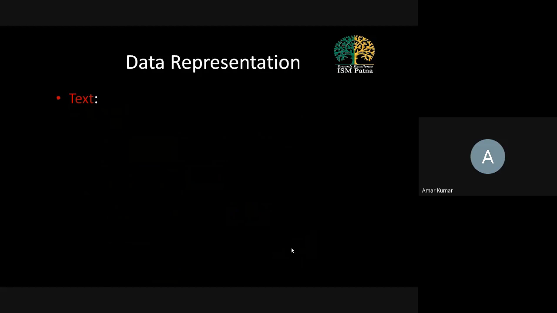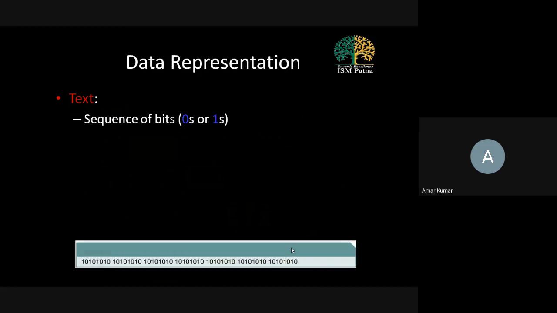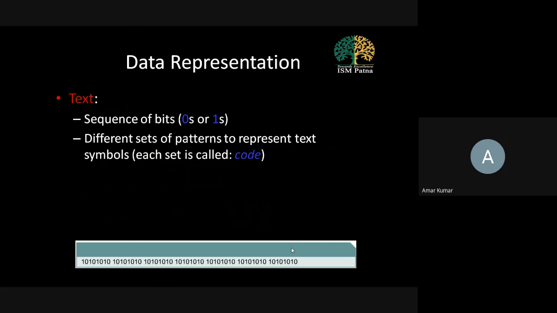Text: a sequence of bits, zeros or ones. These are different sets of patterns to represent text symbols. Each set is called a code.